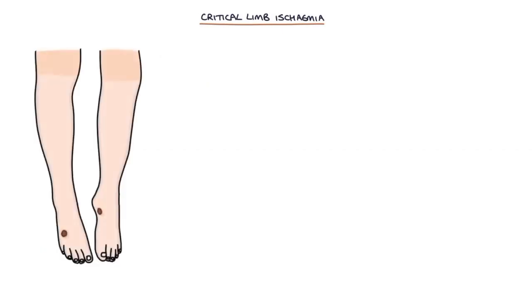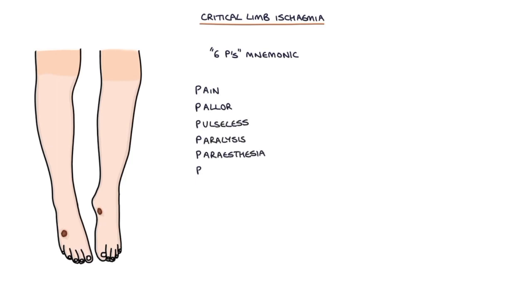Next, let's talk about critical limb ischemia. The features of critical limb ischemia can be remembered with the 6 P's mnemonic. And these 6 P's are pain, pallor, pulseless, paralysis, paresthesia, which is an abnormal sensation or pins and needles, and finally, perishingly cold.